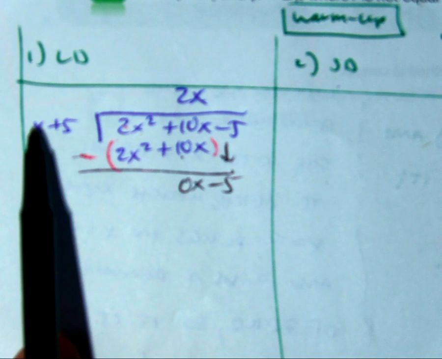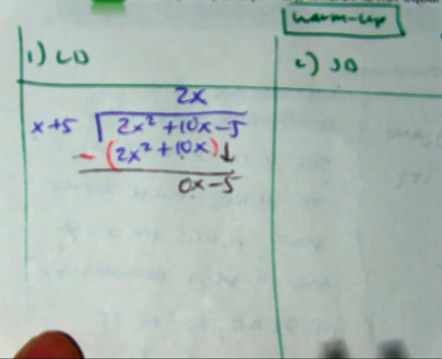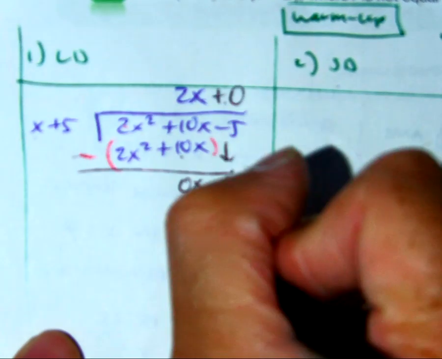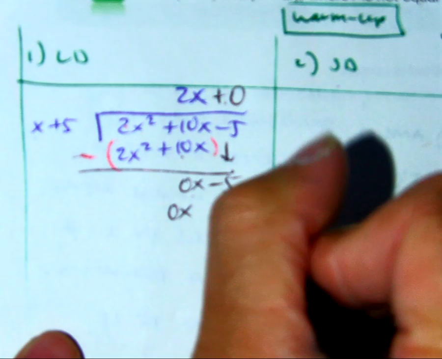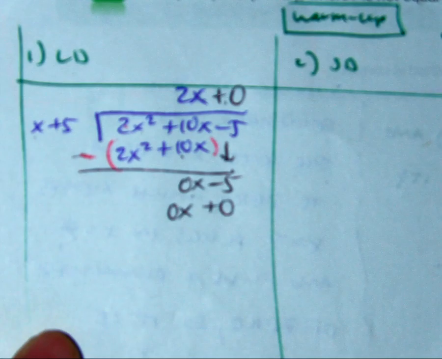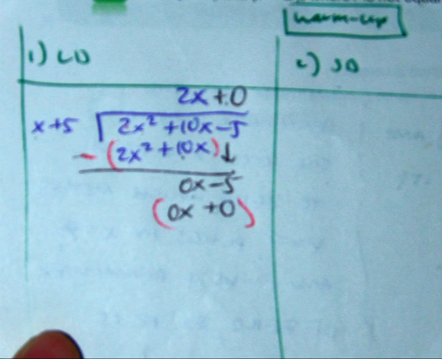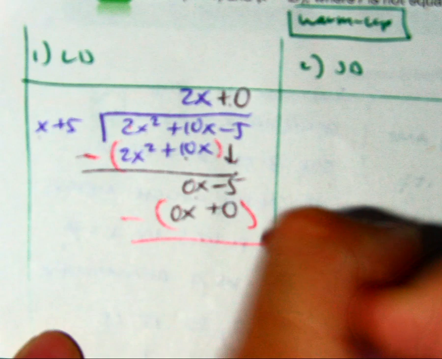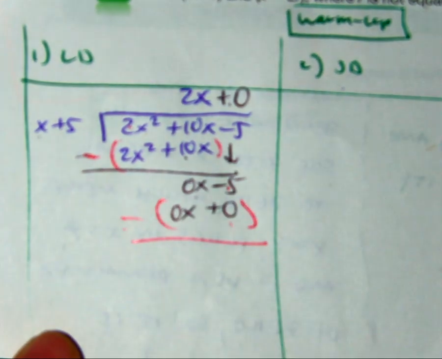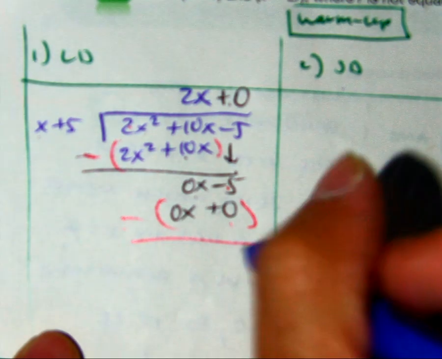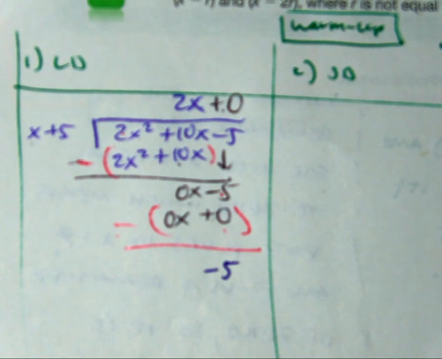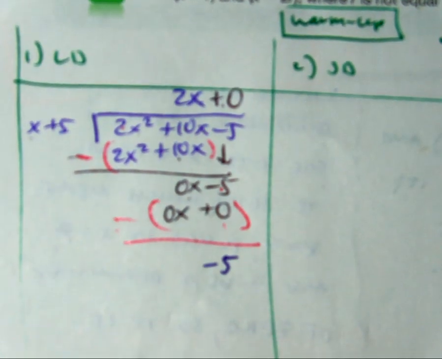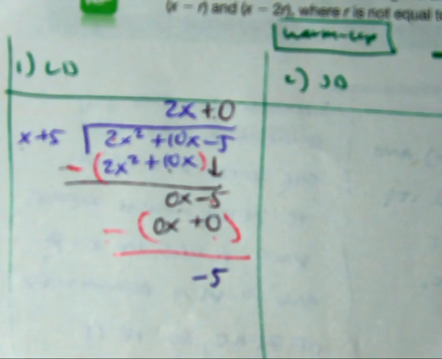Jocelyn, how many times does x go into 0x? 0 times. So 0 times x is 0x. 0 times 5 is 0. If I subtract this, negative 5 minus 0, your answer is negative 5. So our remainder is negative 5. Raise your hand if you got negative 5 as a remainder. Good job.